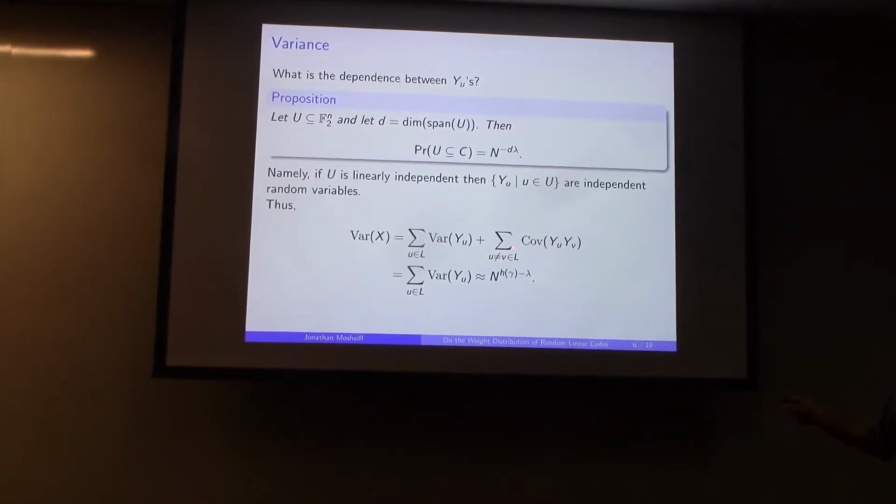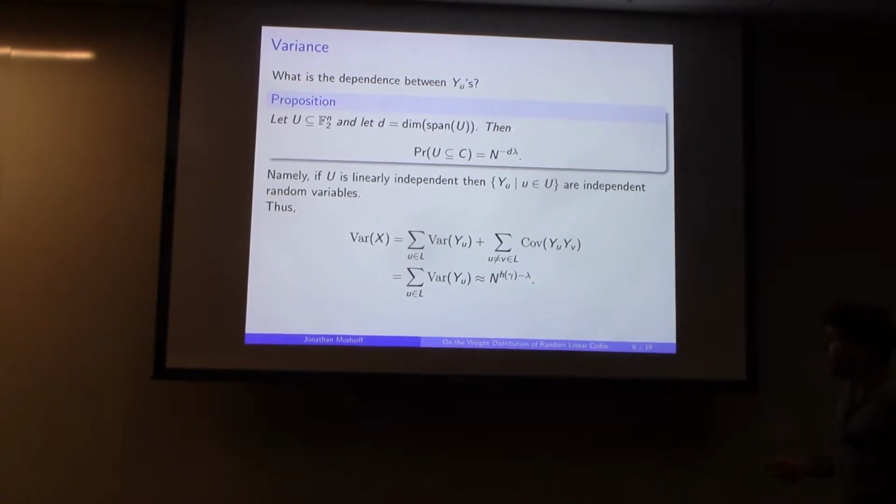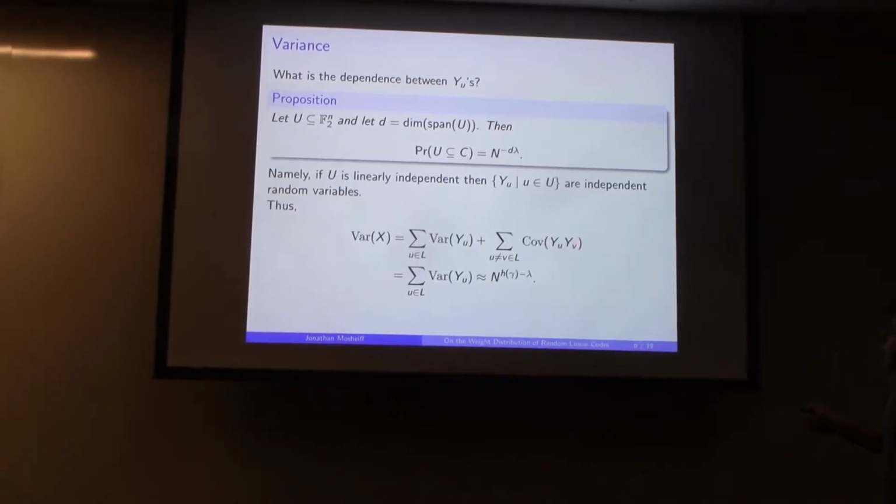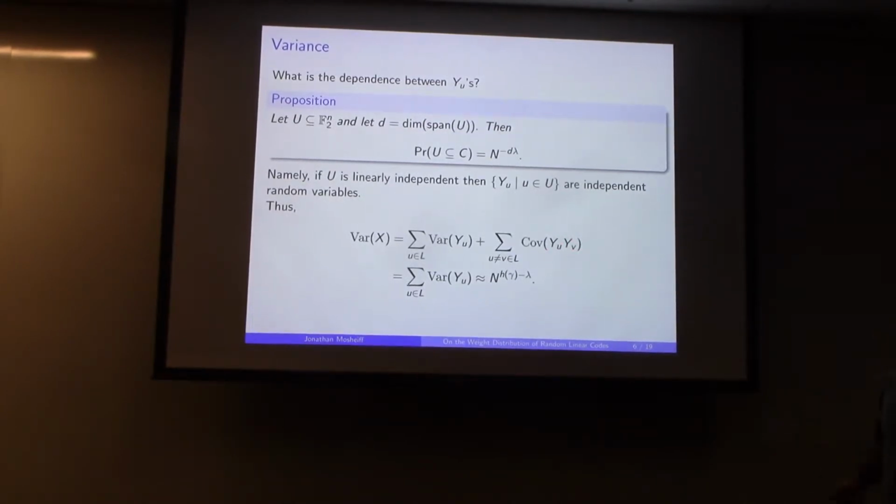over different u and v. Now we know this covariance, of yu and yv where u and v are different. If u and v are different and they're both non-zero because they both belong to the layer, so they're not the zero vector, then they're also linearly independent of each other. And if they're linearly independent of each other, then they are also independent as random variables, so their covariance is 0. Which is why this vanishes, and we get the variance of n to h of gamma minus lambda. Up to now it was easy.